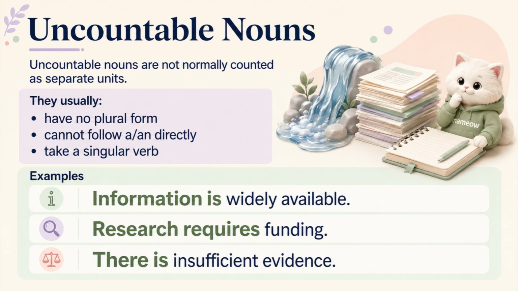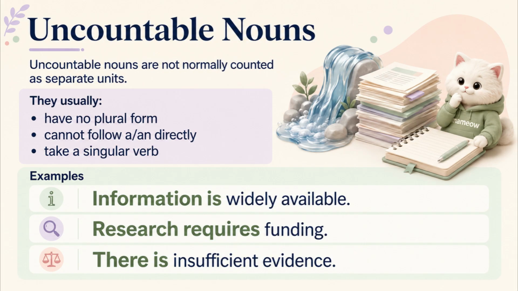Uncountable nouns represent substances, activities, information, or abstract concepts that are not normally divided into separate countable units. They usually have no plural form and cannot follow a or an directly. For example, we say information, not an information, and research, not a research.